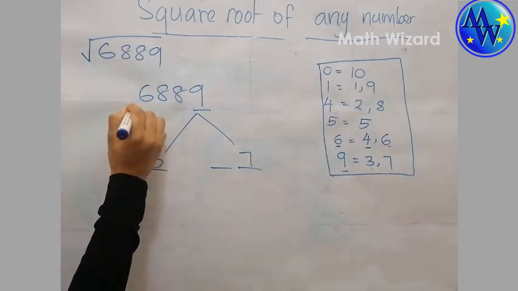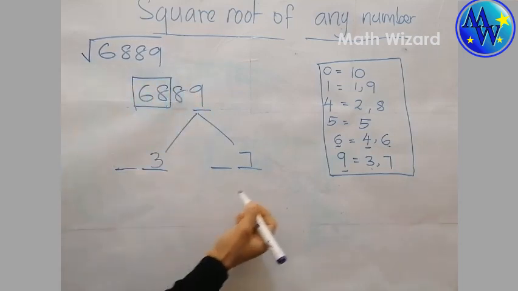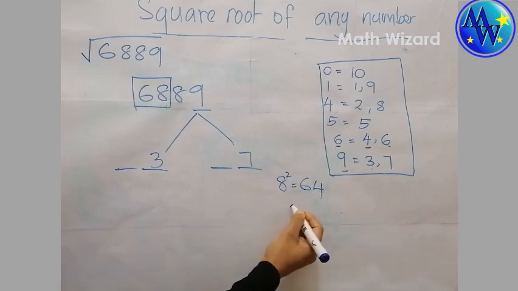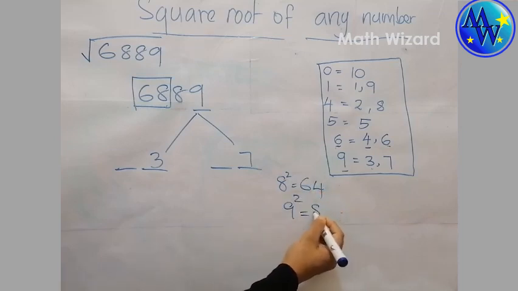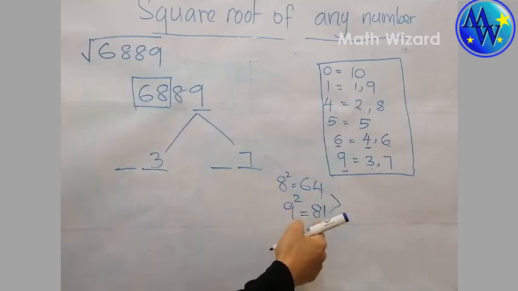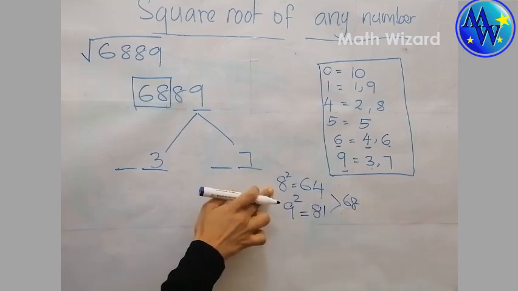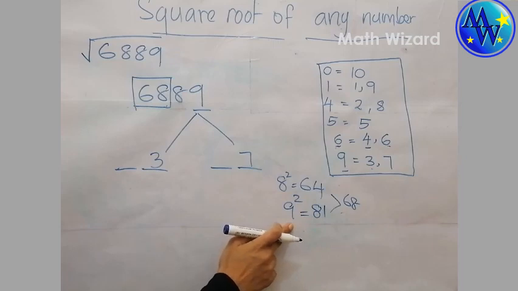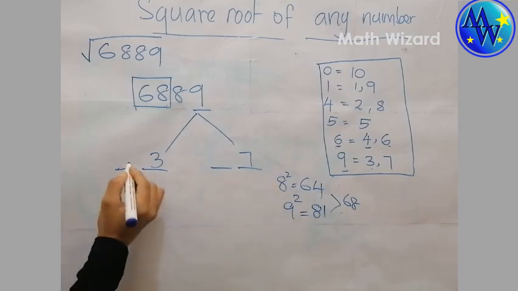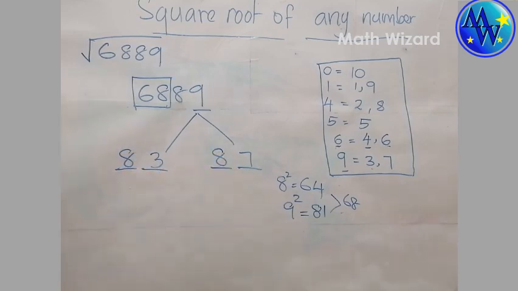Now for finding the first digit, here 68. 8 square is 64. Then 9 square is 81. 68 is in between 64 and 81. So we can take the small number because it will not exceed 90, right? So take the small number, which is 8. So here our possible answers are 83 or 87.